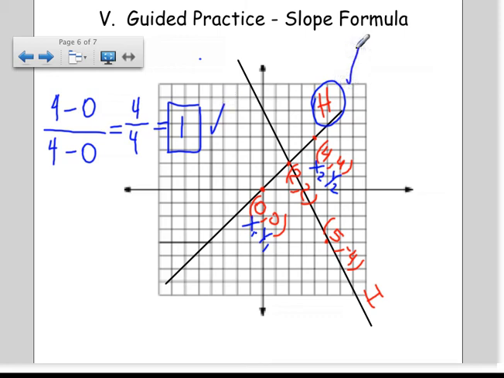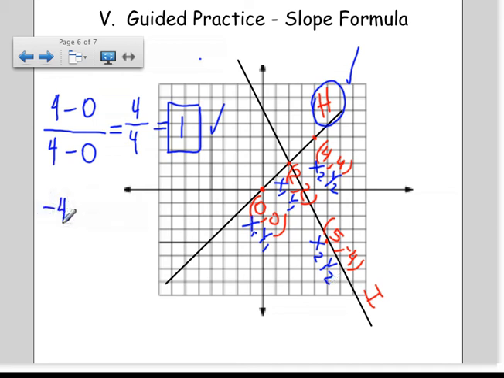Now, for I, you should have labeled the values as x1 and y1, x2 and y2. To be fair, you could have swapped them and also said that the first point was x2, y2, and the second point was x1, y1. But this is the one that I'm picking. And then you plug them in.